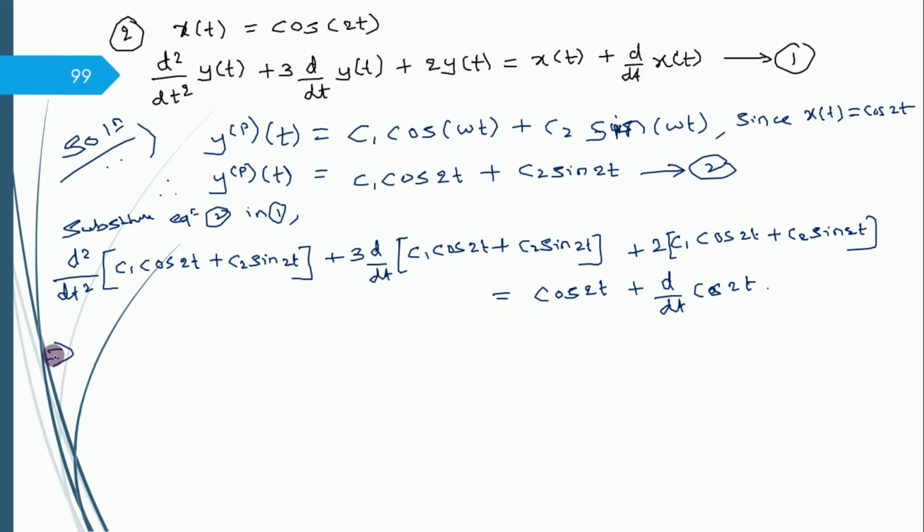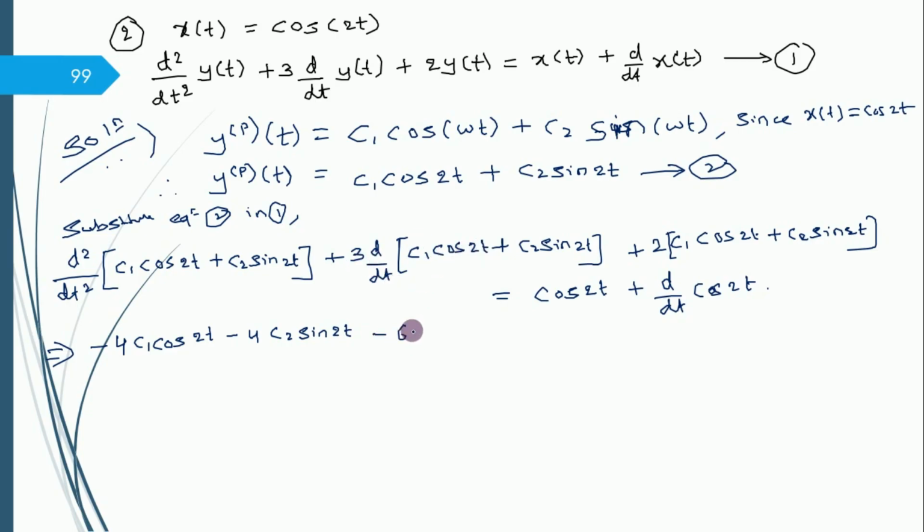So the differentiation will give you the minus sign. Hence you have to write it as minus, and 2: when you differentiate for the first time, 2 will come out, and on the second differentiation, one more 2 will be multiplied to it. Hence you will get minus 4 into C1 cos 2t. Similarly for this, minus 4 C2 sine 2t. Minus, this 2 also comes out.